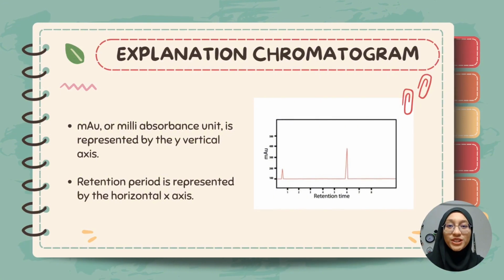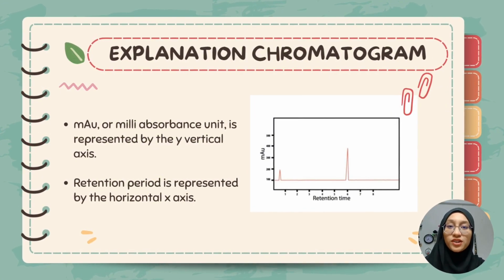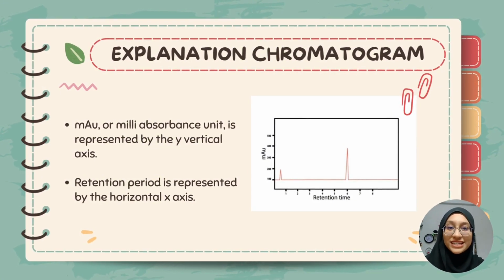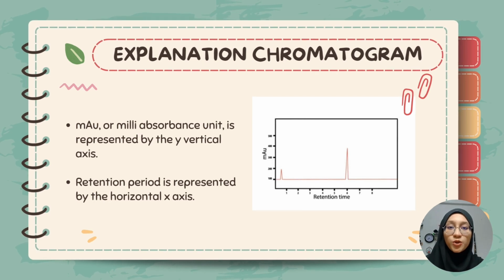Lastly, I am going to explain how to read the chromatography result. Firstly, as we can see, the diagram shows what a typical chromatogram looks like. The Y vertical axis represents mAU. mAU equals milliabsorbance unit. mAU indicates the absorption of the analyte. It is also used to determine the concentration of the analyte.